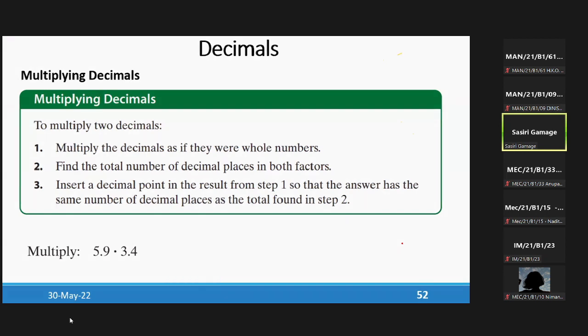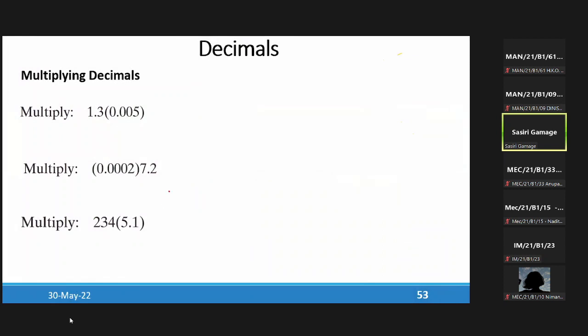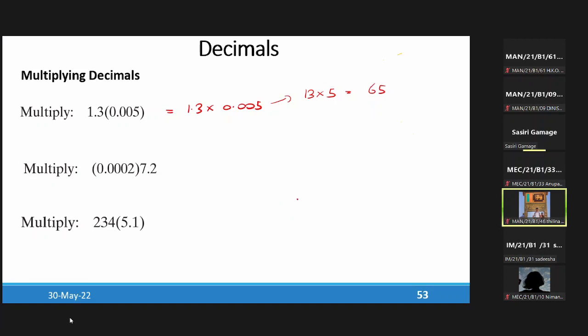Okay. Here, can you tell me the answer for this? How can we do it? First, this round bracket means it's a multiplication. It's like this: 1.3 into 0.005. Then what do we do? We can forget the decimal places. Then we multiply 13 into 5. What's the answer? 65. Here, as a whole number, it is 65.